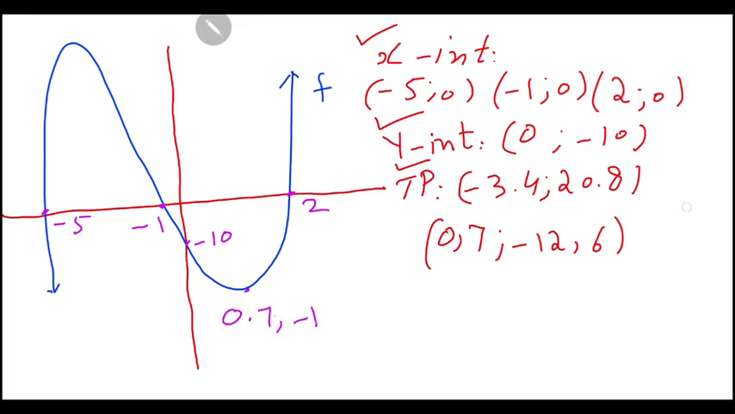And the y value is negative 12.6, and (0,7), negative 12.6, and then the top one is (-3,4), and the y-intercept is 20.8. So you don't need to draw according to the scale, you just need to sketch the graph randomly. So this is my graph.